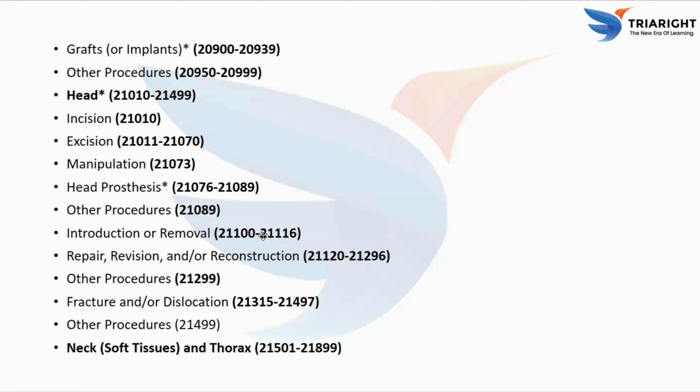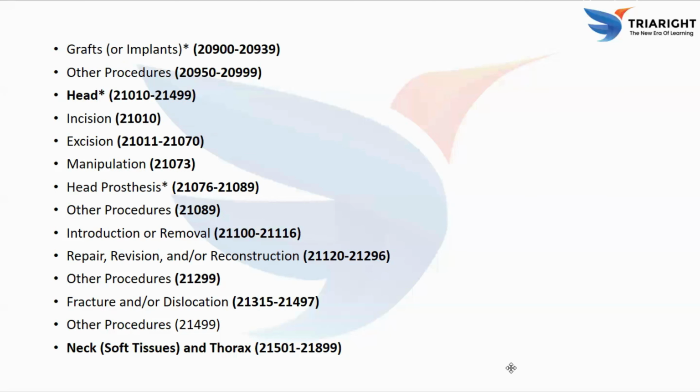Next is introduction or removal. So insertion or removal of devices or materials. The code ranges are 21,100 to 21,116. Next is repair, revision, and/or reconstruction, 21,120 to 21,296. So fixing or rebuilding bones or tissues. It includes cosmetic and reconstructive surgery. For example, facial reconstruction after a trauma. Other procedures is 21,299. And next is fracture and/or dislocation, with codes listed under 21,315 to 21,497 code ranges.